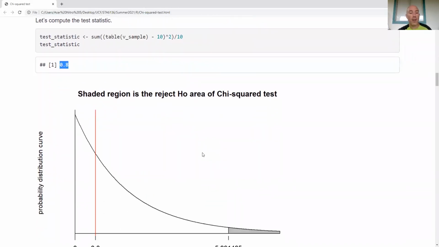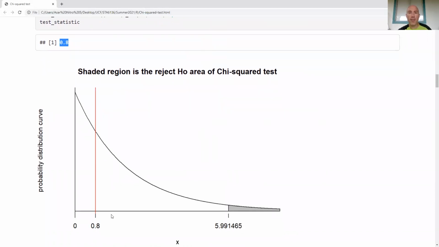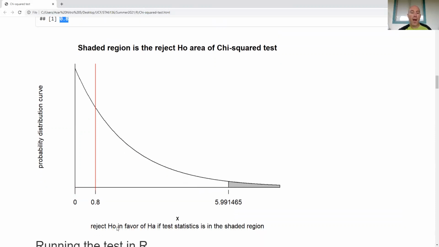All right, let's take a look. Huh, look at that. That's nowhere near the cutoff. So here I will fail to reject the null hypothesis.